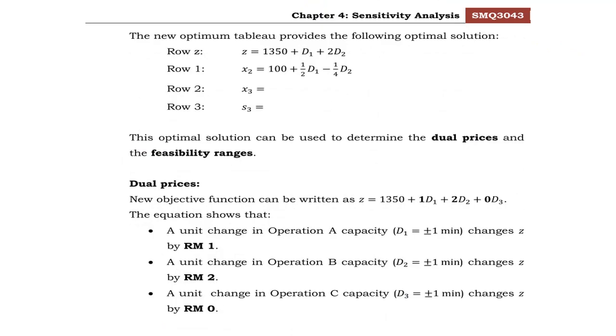So X3 equals 230 plus 1/2 D2. S3 equals 20 minus 2 D1 plus D2 plus D3. So row Z will give you the dual price.